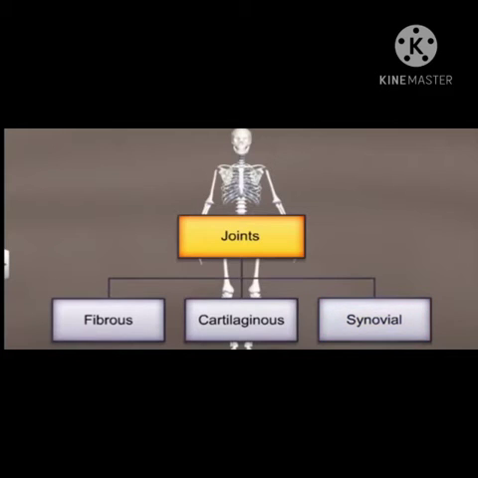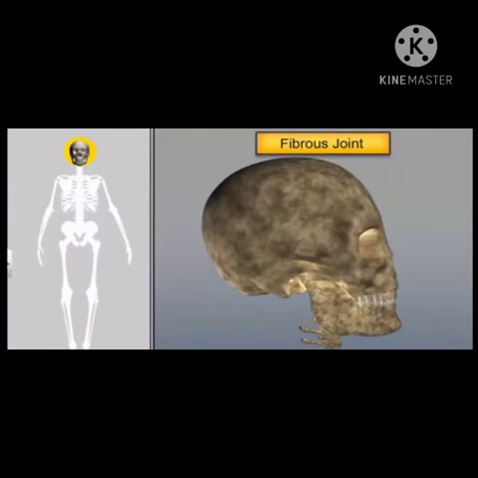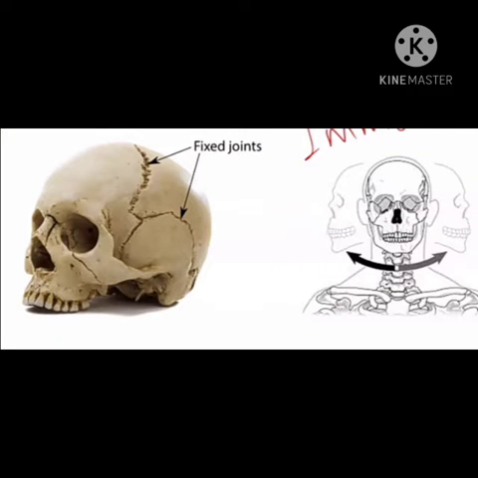Now there are three main types of joints. First is your fibrous joints, second is your cartilaginous joints, and third is your synovial joints. Right? Let's discuss first fibrous or immovable joints. Fibrous joints are those joints in which the articular surface, meaning the surface where two bones join, are connected by white fibrous tissue made up of collagen proteins. And these joints allow no movements and are extremely strong. They are also known as sutures.